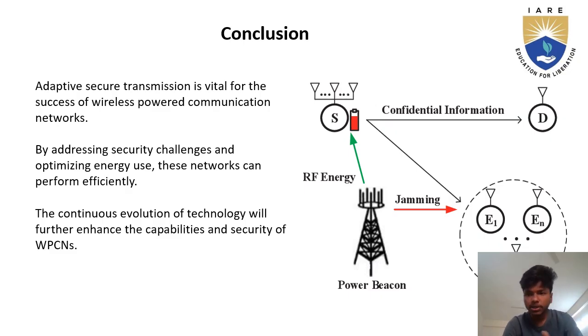So this is how the confidential information goes from the sender, and the jamming takes place in between, before the receiver, which goes through the channel. So this is how it works, and adaptive secure transmission is vital for the success of wireless powered communication networks.